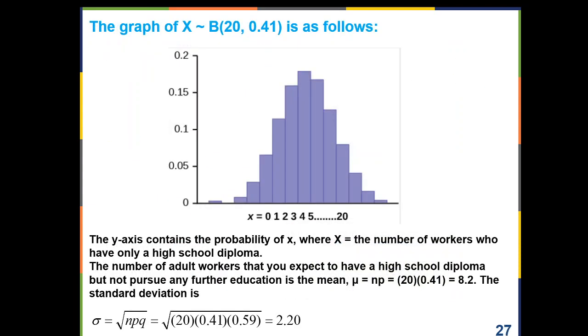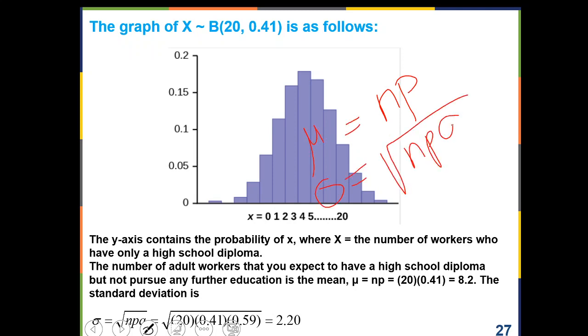So the mean of the distribution is np, and the standard deviation is the square root of npq. So np is mu, and the standard deviation is the square root of npq. So for example, if I roll a die and my success is to get a 1, probability of success is 1 over 6. What if I do it 6 times?